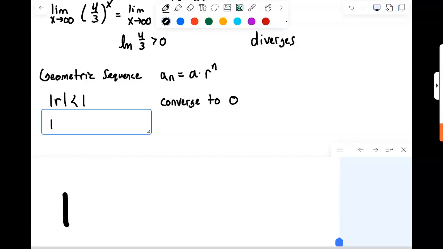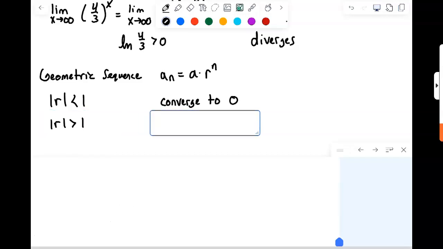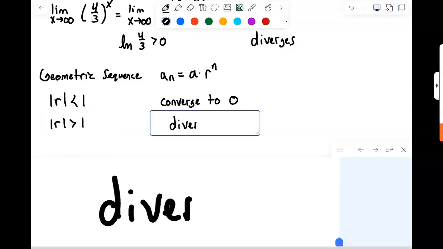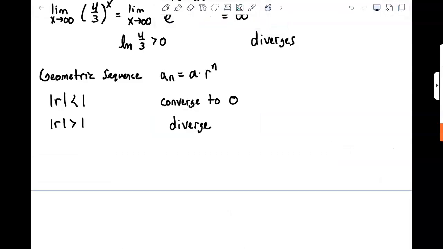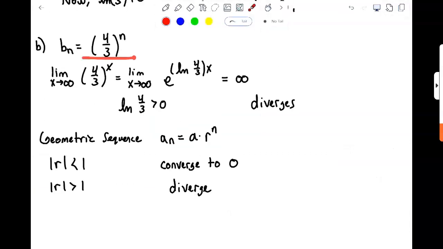If the ratio is bigger than 1, its absolute value, then it's going to diverge. We saw that with the 4/3. What's going to happen if r is negative? That just introduces an alternating idea into it. So if this had been negative 4/3 to the n, well, we would look first at the 4/3, say, oh, that goes to infinity, so the whole thing diverges.